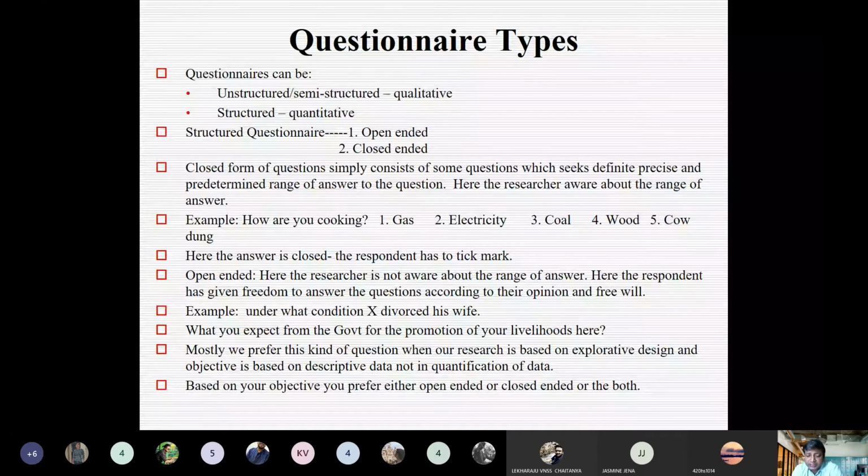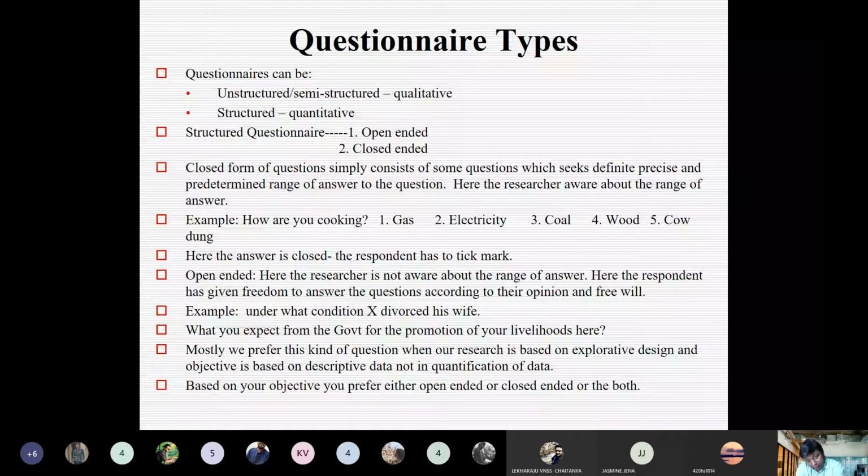So based on your objective, you will prefer either the open-ended questionnaire or the closed-ended questionnaire, or sometimes you can keep both. Even in qualitative research, we sometimes follow a semi-structured kind of questionnaire, and also some open-ended questions along with closed-ended ones. Based on your type of research, if it is not completely qualitative or completely ethnographic in nature, we sometimes use a structured questionnaire with some checklist kind of things.